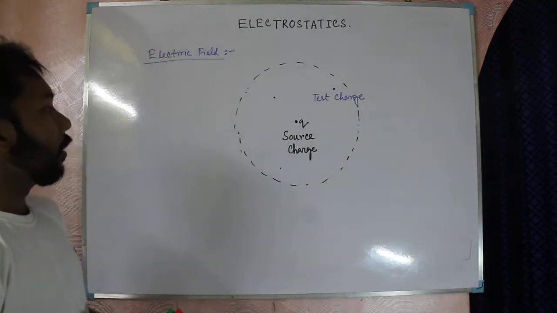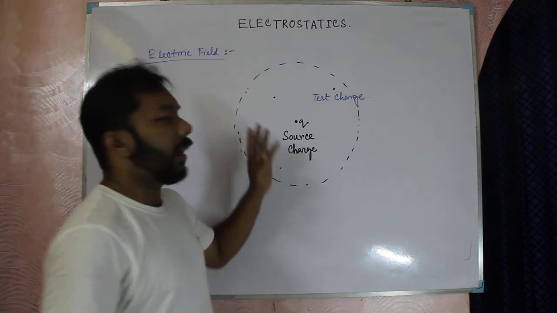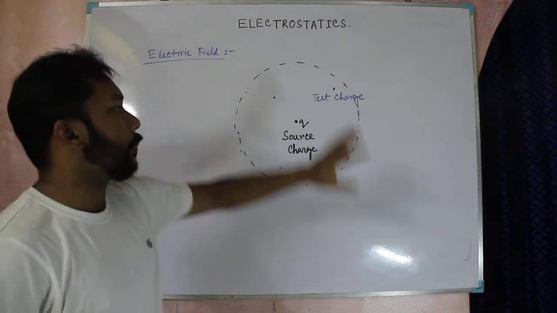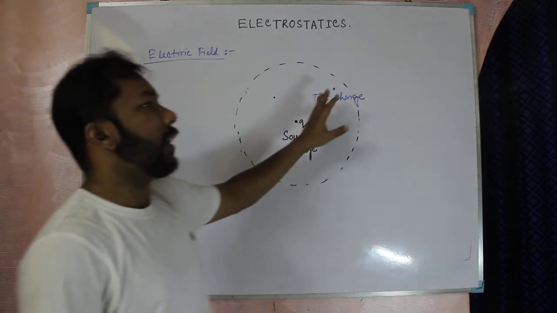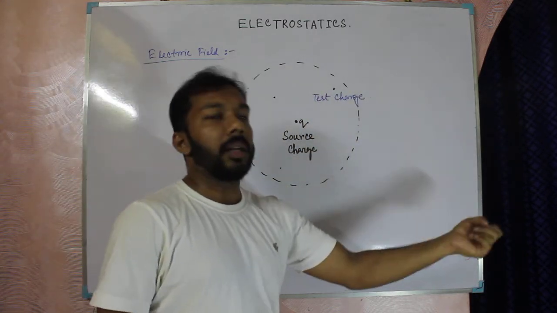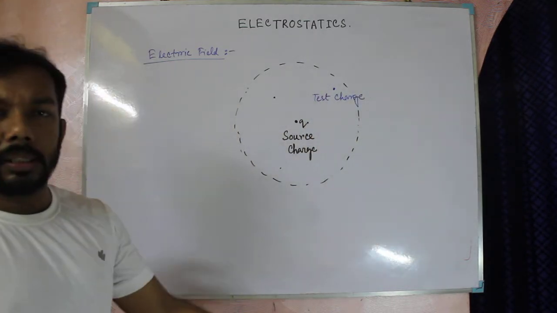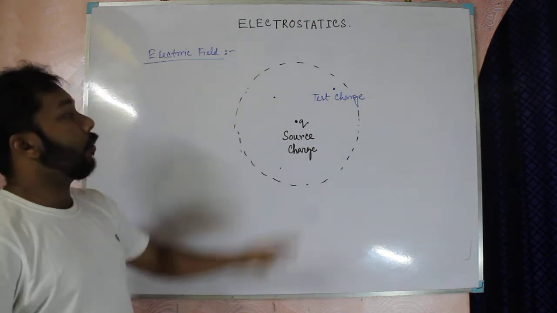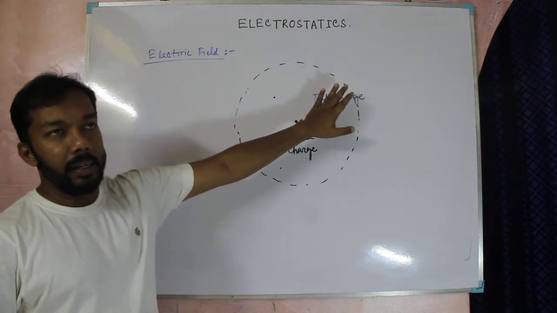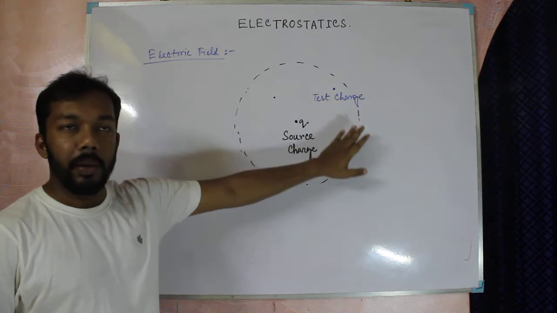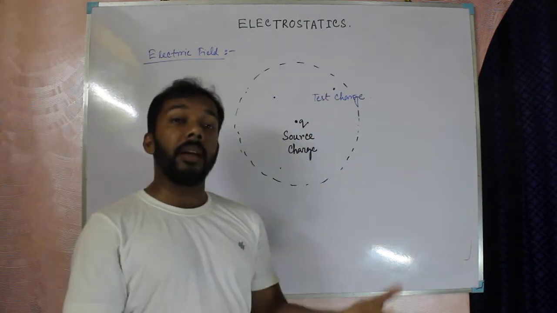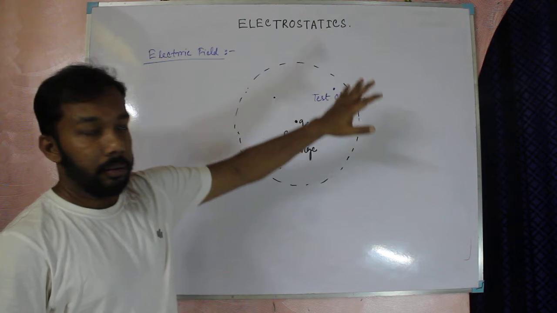So it's just a name, they are absolutely the same. One is the source charge which produces the field, another is the test charge which you bring in order to test the field. Why should we test? What should we test? We test whether the charge is experiencing any force or not. Now it is called the field, the region.